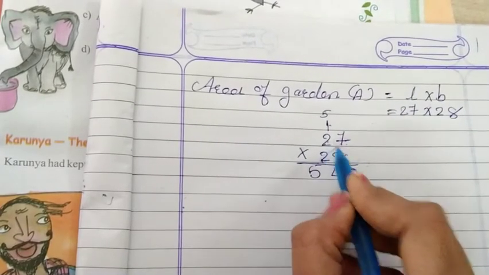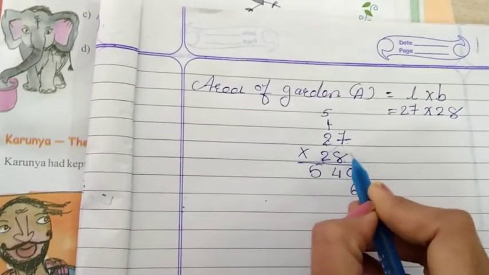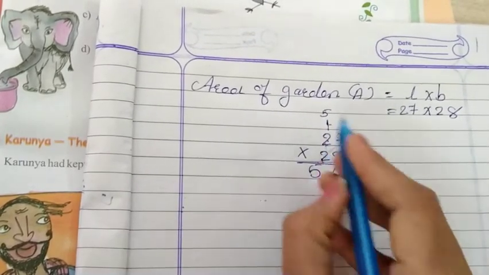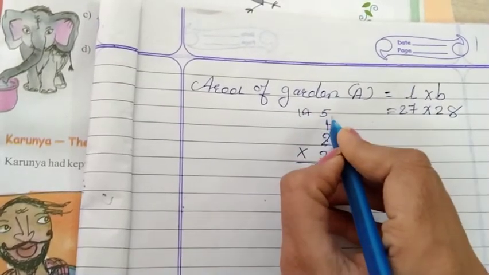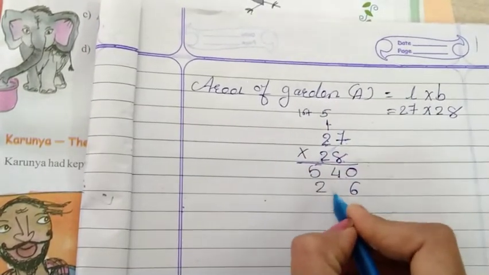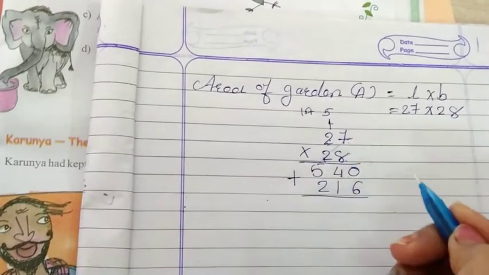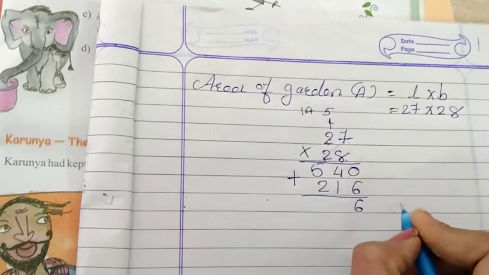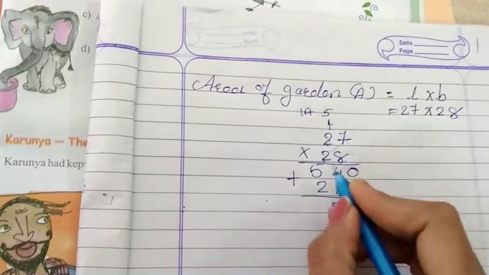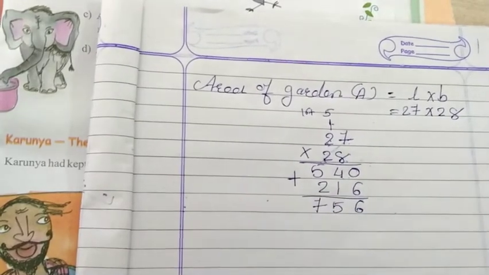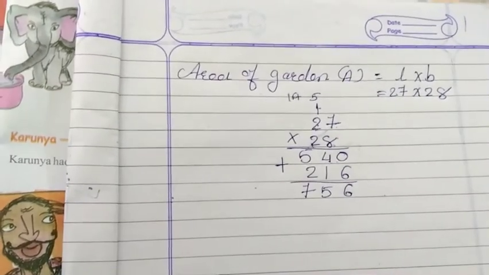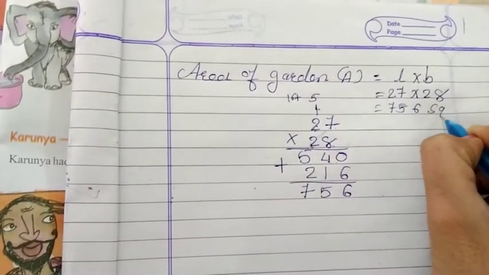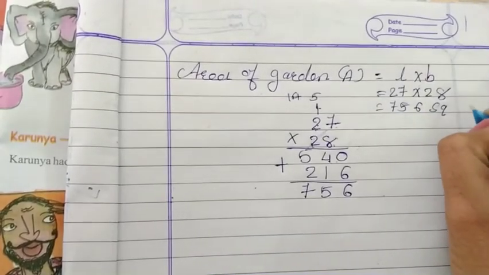Then 2's turn. 8 twos are 16. 16 plus 5, it is 21. Right here 21. So 0 plus 6, 6. 4 plus 1, 5, and 5 plus 2, 7. 756. So the area of garden A is equal to 756 square centimeter.